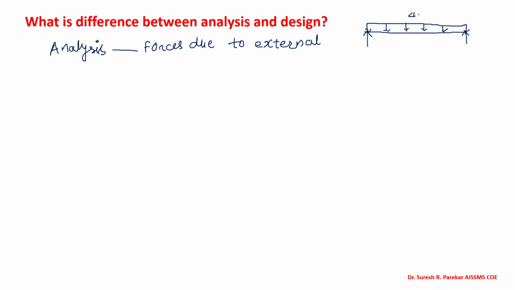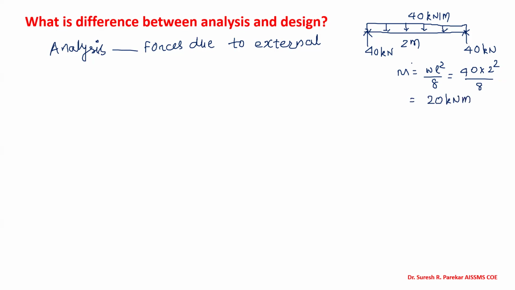What does it mean? If this is 40 kilonewton per meter, and we have 2 meters, then we are going to get a reaction of 40 kilonewton. Then we have bending moment, which is WL square by 8 for simply supported, so 40 into 2 square by 8, and that will be 20 kilonewton meter. And then we have to design it for shear force 40 kilonewton, bending moment 20 kilonewton meter.